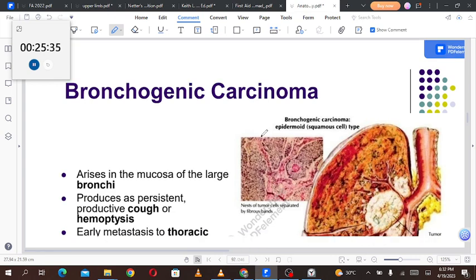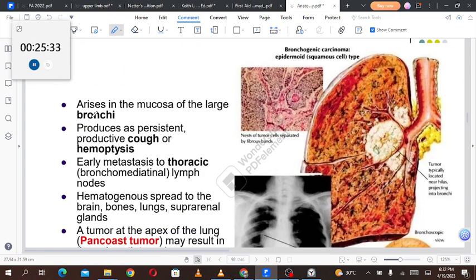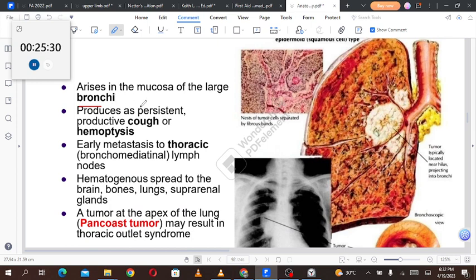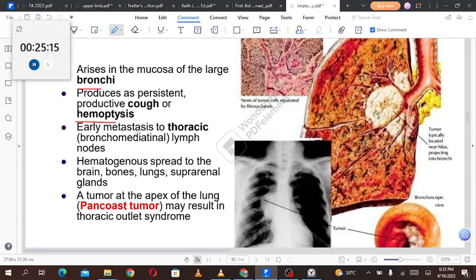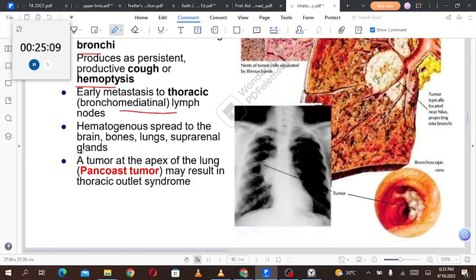Moving down to the bronchogenic carcinoma. Bronchogenic carcinoma arises in the mucosa of large bronchi and produces a persistent productive cough or hemoptysis. It shows early metastasis to the thoracic bronchomediastinal lymph nodes, and hematogenous spread to the brain, bone, lung, and adrenal gland is also common. A tumor at the apex of the lung is called a Pancoast tumor. It may result in thoracic outlet syndrome and can cause Horner syndrome, and it can also compress the lower roots of the brachial plexus, which is called Klumpke's paralysis. So remember that one as well.